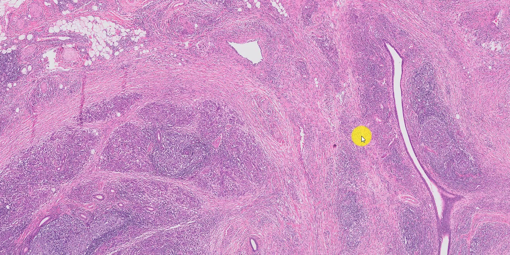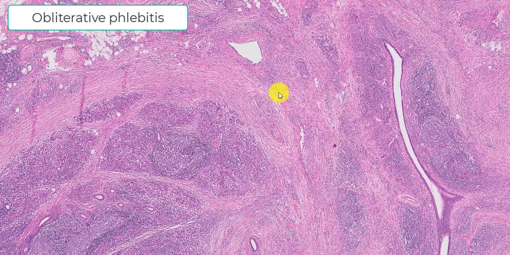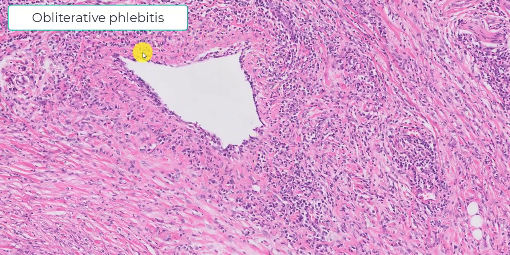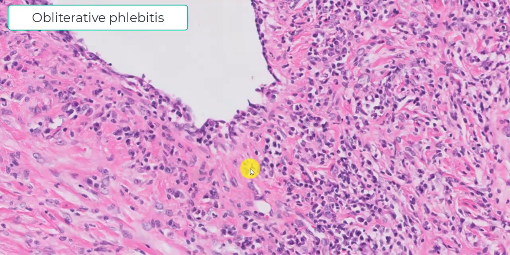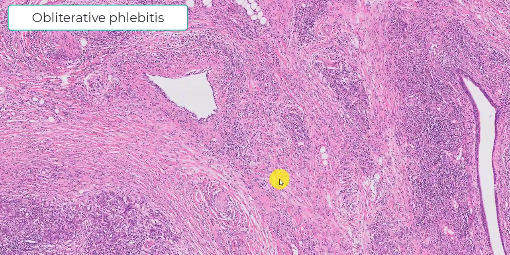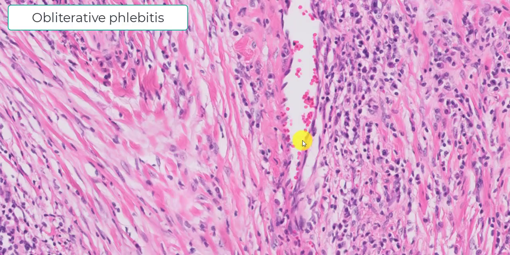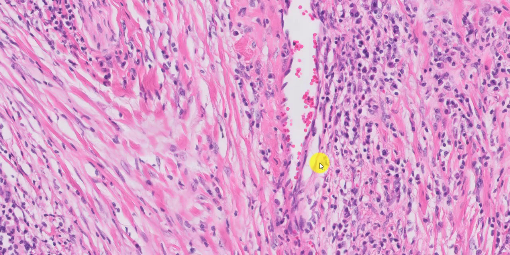Perhaps the most helpful feature for this diagnosis is obliterative phlebitis. Now here's a vein. As you can see, it's inflamed, but certainly not obliterated. There's the lumen right there. But then if you follow, it's probably the same vein that's coming down from up here to down here. Now you can see that it is partially obliterated. Obliterative phlebitis is perhaps the most characteristic feature of IgG4-related sialadenitis.